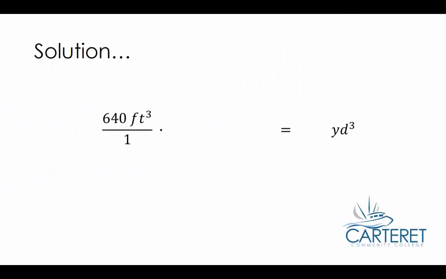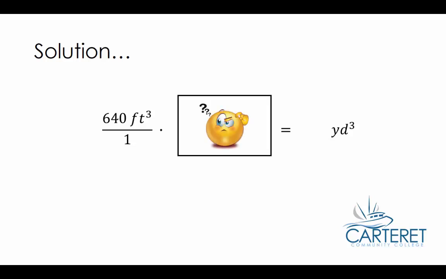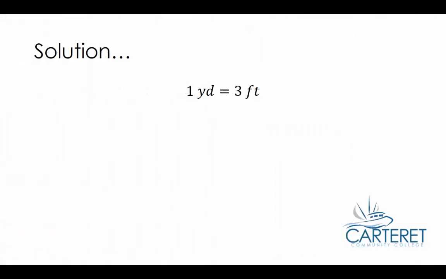We know that we're looking for cubic yards, and we begin with 640 cubic feet. We have yet to discuss cubic conversion, so we need a new conversion factor. We know that 1 yard is equivalent to 3 feet. If we cube both sides, recognizing that we're going to cube both the number and the unit, we can come up with our new conversion factor. 1 cubic yard is equivalent to 27 cubic feet.